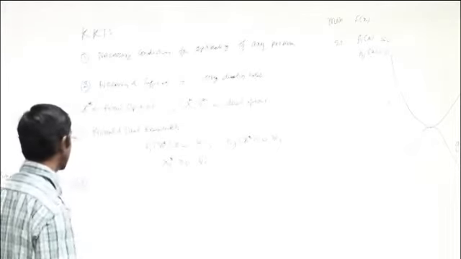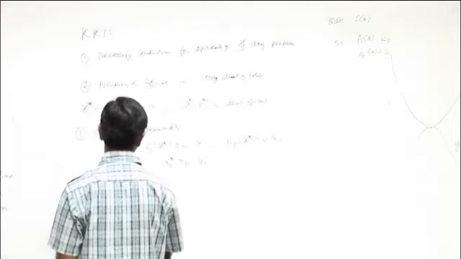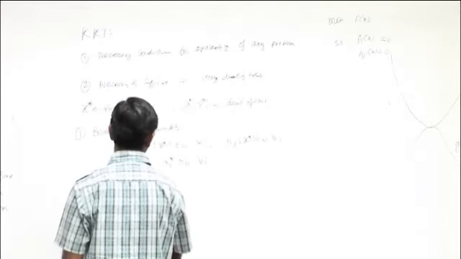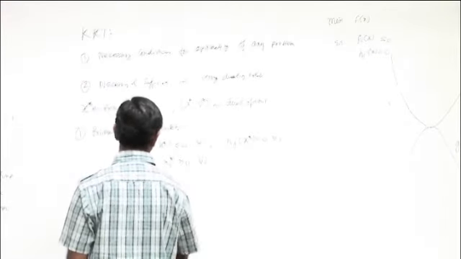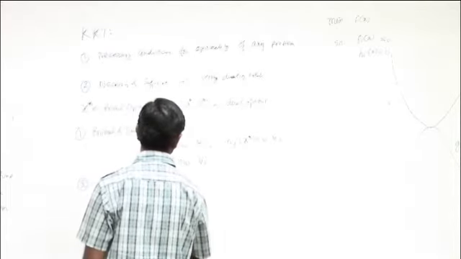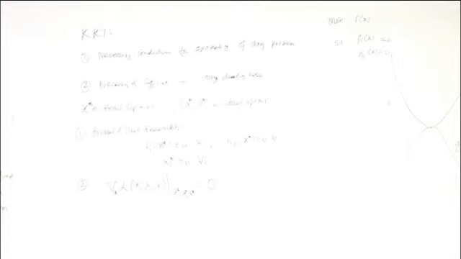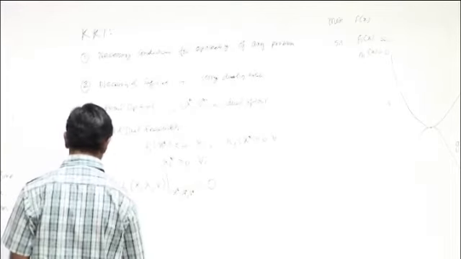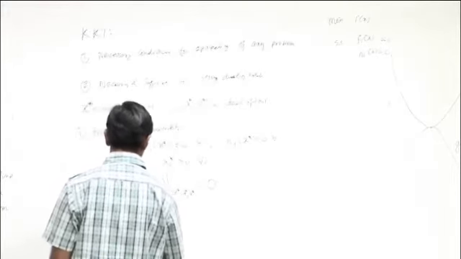Second is the stationarity condition, that is, the gradient of the Lagrangian with respect to x, computed at x star, lambda star, nu star, should be equal to 0. So this is the stationarity condition. And the third condition is very interesting. It's called the complementary slackness condition.